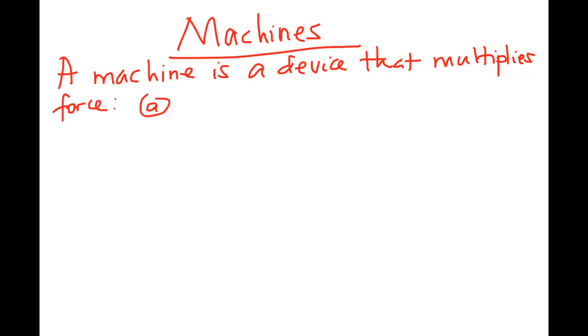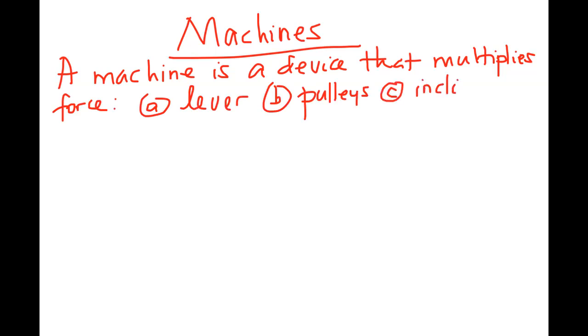For example, a lever is a simple machine. We have pulleys. We have inclined planes. Those ones are also machines. In this lesson, we are going to focus on the two, a lever and a pulley. But I can tell you that complex machines are actually a combination of these simple machines here.